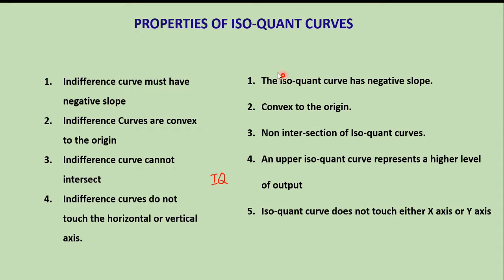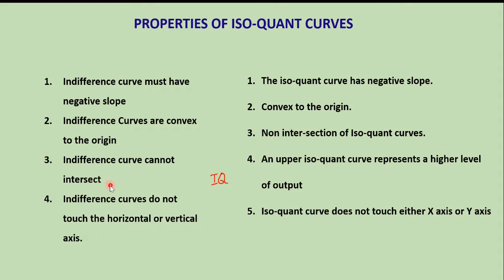Similarly, we have properties of isoquant curves, and both are almost similar. Indifference curve must have negative slope. Here also negative slope. Convex to the origin.